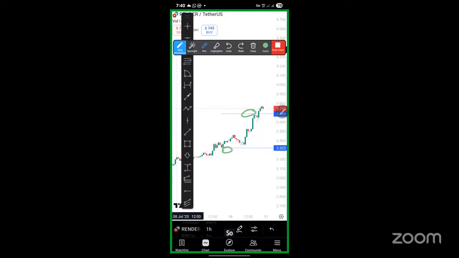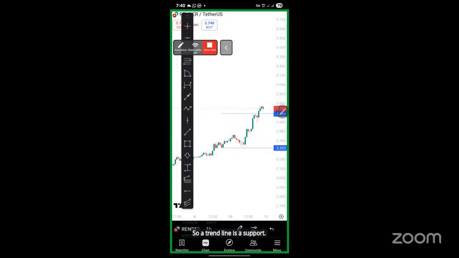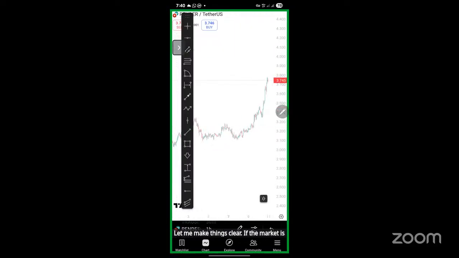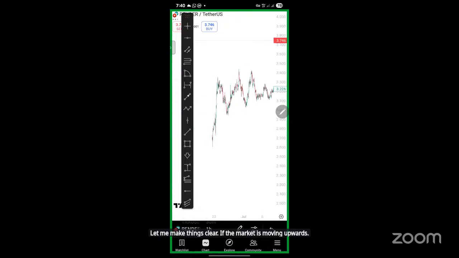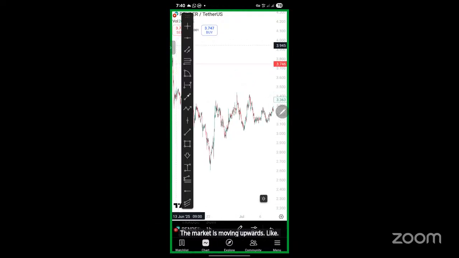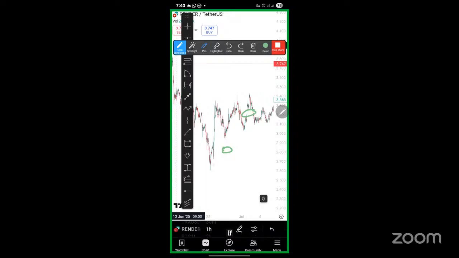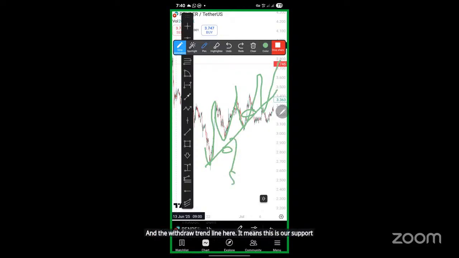So a trend line is a support. Let me make things clear. If the market is moving upwards like this, and we draw a trend line here, it means this is our support. Mr. Assad, are we together? That is our support. We are drawing still support and resistance, but now on many candles.